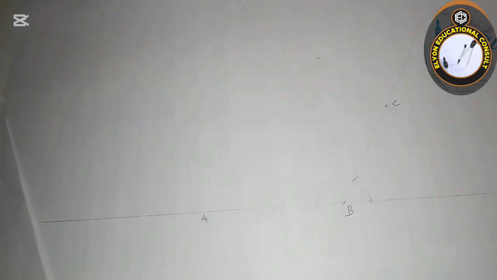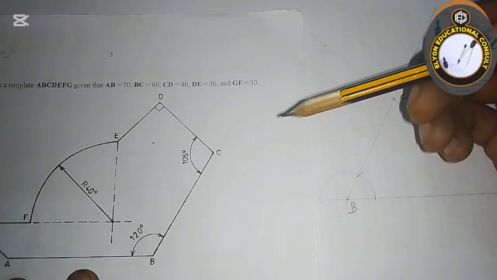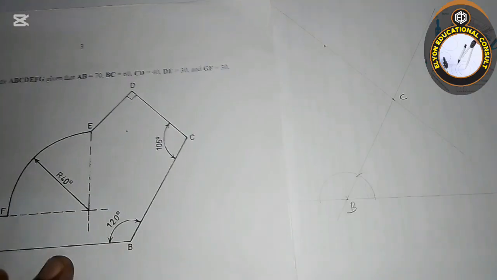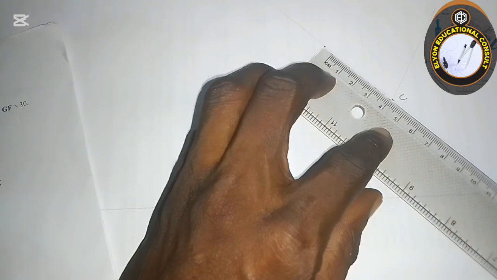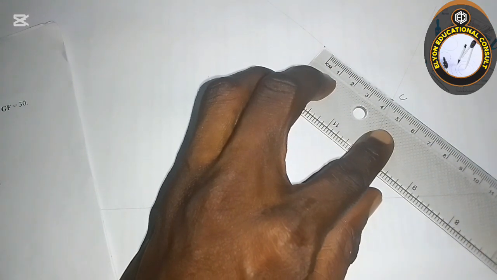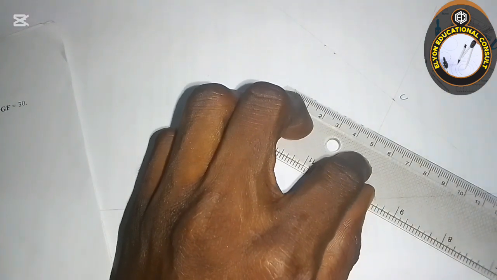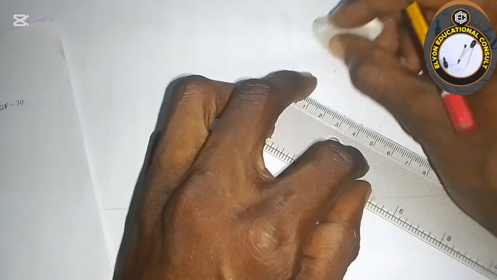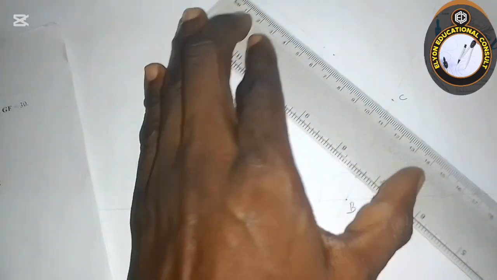Now the next thing we are given, we need to get D. That is CD is 40. CD is 40, so I'll pick 40 now. So this is 40. You can take off this mark you used to get your angle from the protractor so that it won't confuse you. So let me take it off. So you have this.